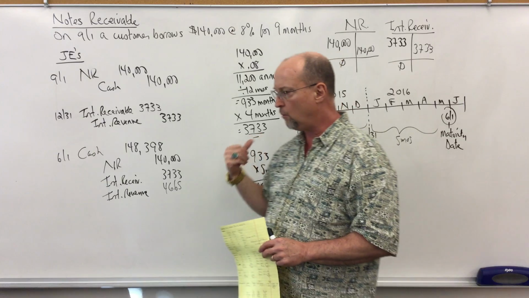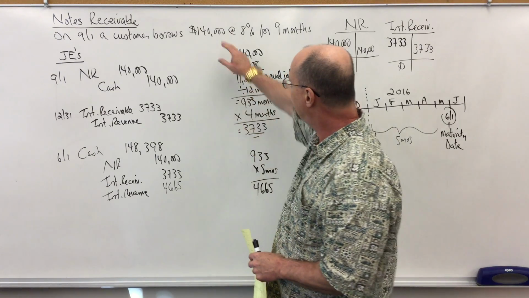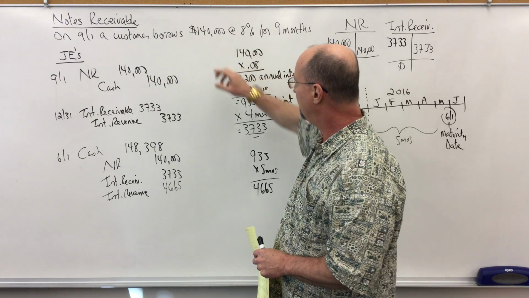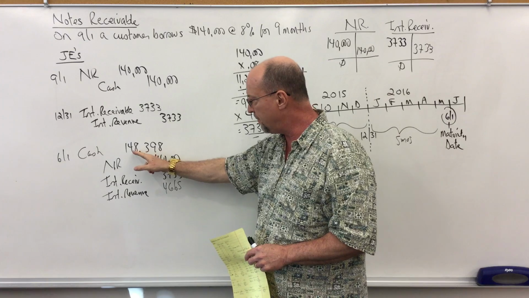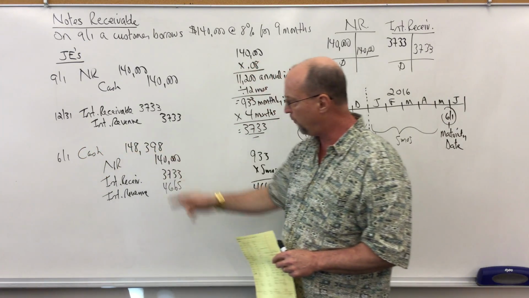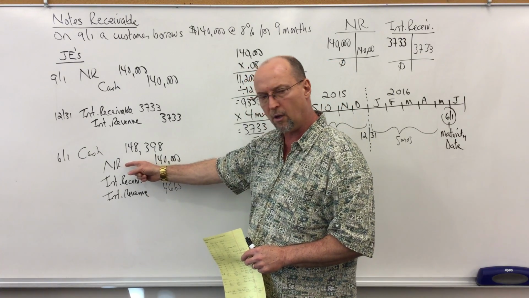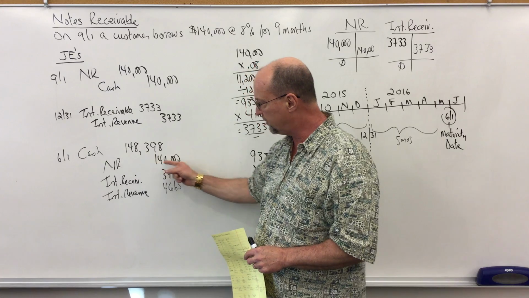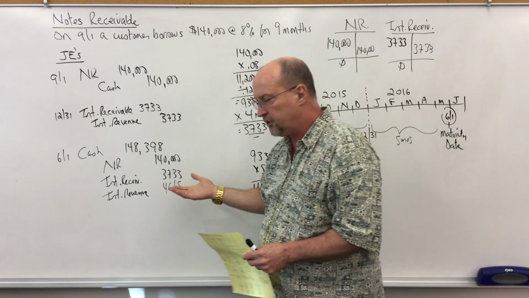On the maturity date, when we are going to collect all the monies owed to us, the note of 140,000, the principal, plus 9 months interest, and if you multiply 933 times 9 months, you should get $8,398. I debit cash for $148,398. Then I have to get the notes receivable off my accounting records. So I credit the note receivable for $140,000. I have to get rid of that interest receivable. Well, it's just sitting there.